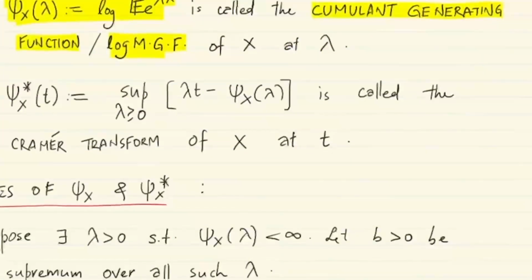The third remark is that this function, cx star, which is derived from cx by solving an optimization problem involving cx, is often called the Kramer transform of x. Okay, so if x is a random variable and you happen to evaluate cx star, this function is called the Kramer transform of the entire random variable x.